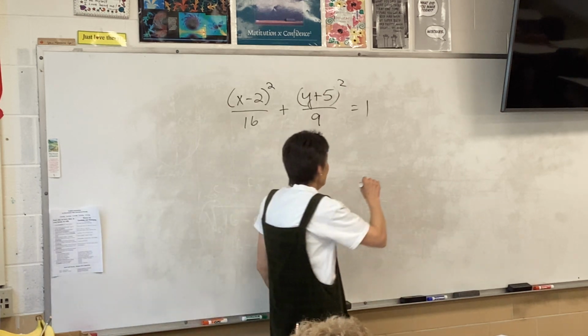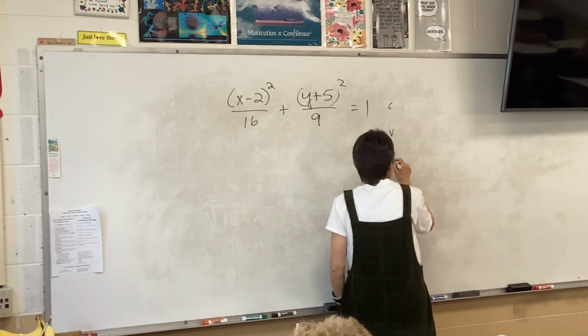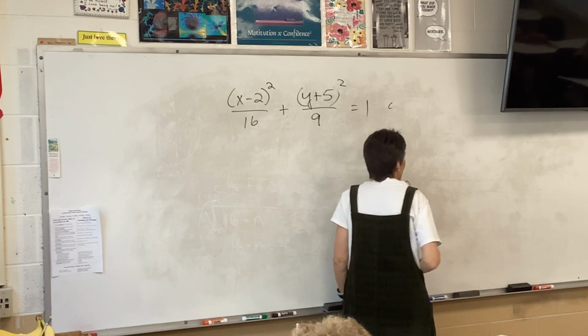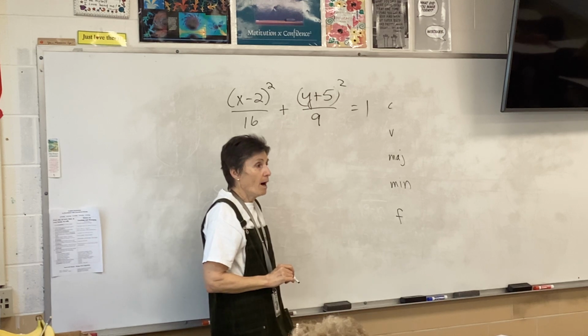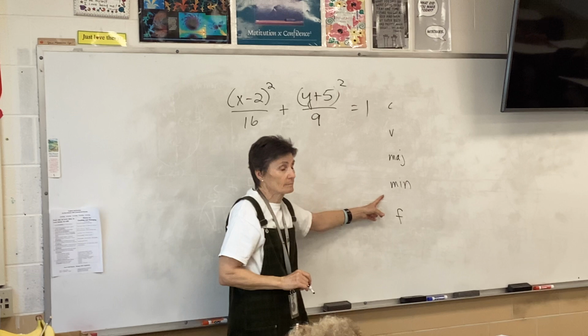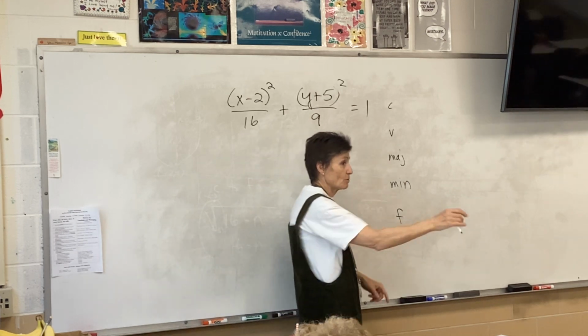And your job is to find the center, the vertices, the length of the major axis, the length of the minor axis, and the foci. I think everybody gets the first 4 right. This one's a little trickier, but everybody gets the first 4 right.